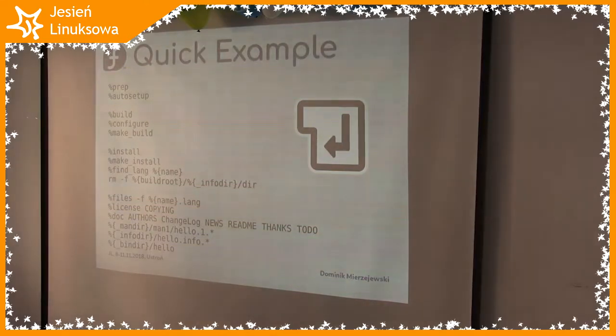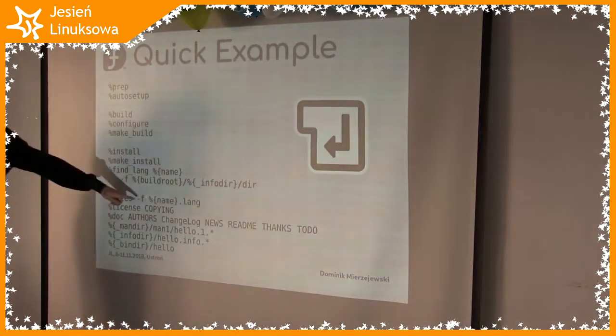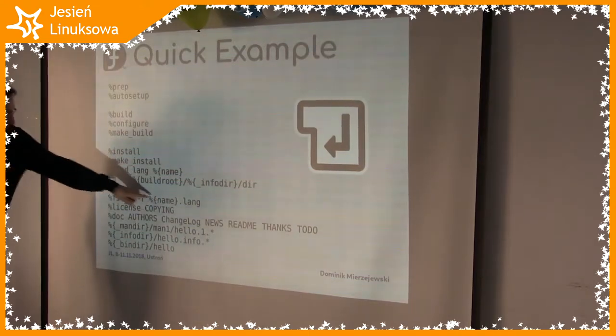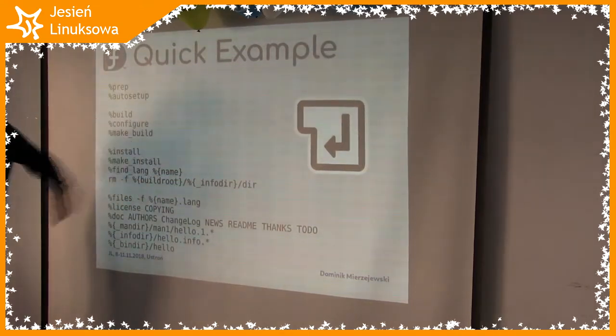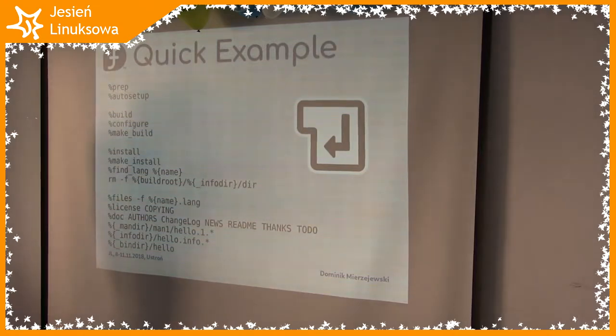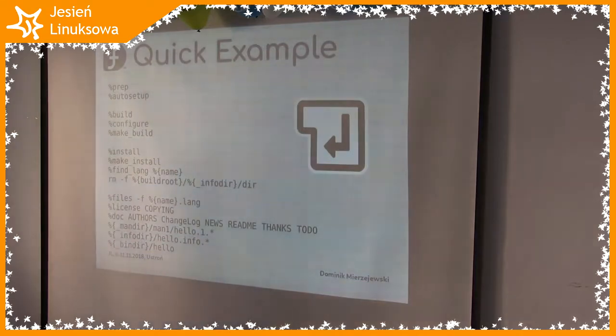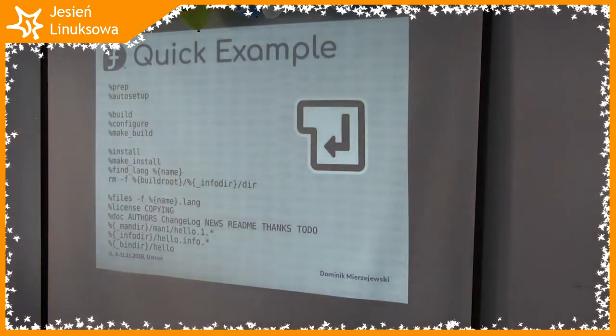And this is also used later, because the find lang macro generates, well, you specify the part of the file name, and it generates a file called this.lang in the build root, so you can easily include it in your files section, and not worry about any changes in translations. If there are new translations or some dropped, you don't have to worry about it. It will get handled automatically.